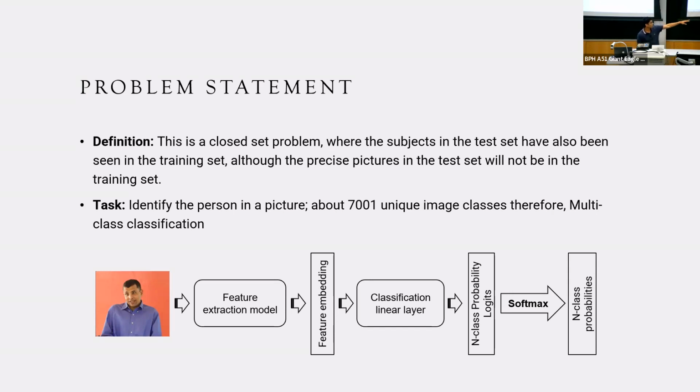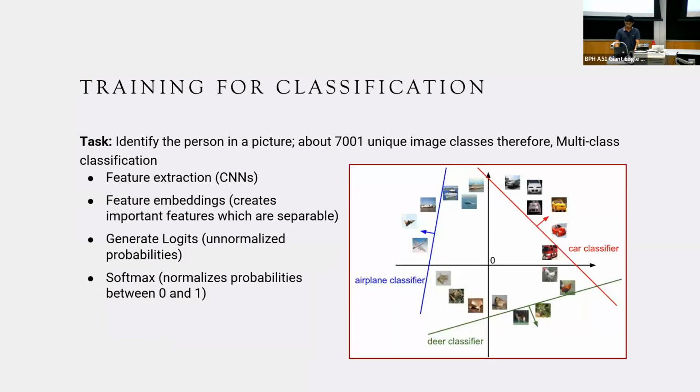From these classes, it's not necessary that we would get values between 0 and 1. We need the probability distribution for which class the image belongs to. So we use a softmax for that, and we would get a distribution between 0 and 1. And in our homework, we would be encountering 7001 classes.